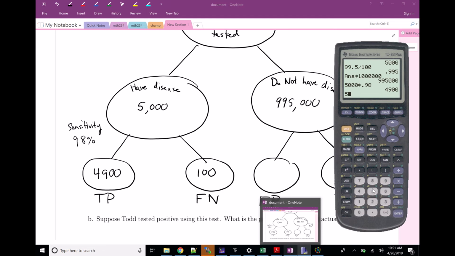Alternatively, right, if 98% of the time it gets it right, then we could say 2% of the time it gets it wrong. So I could do the 5,000 times 2%, which again in decimal format is going to be 0.02. And this would be another way to get that number of 100.